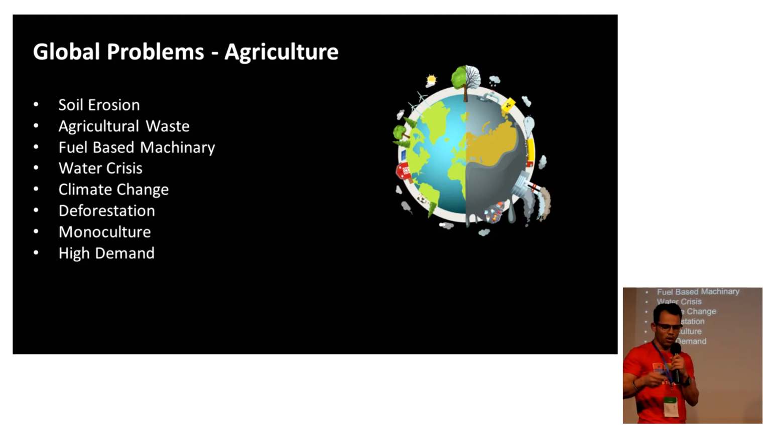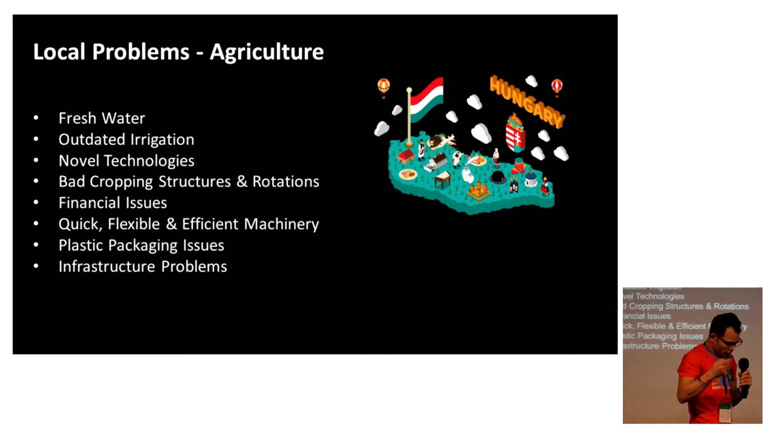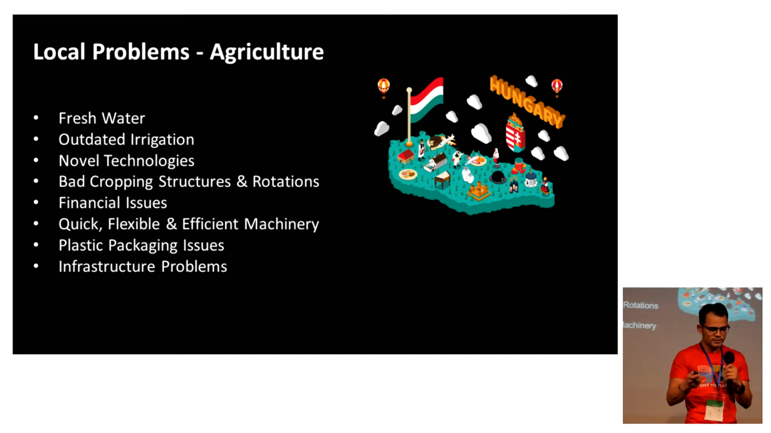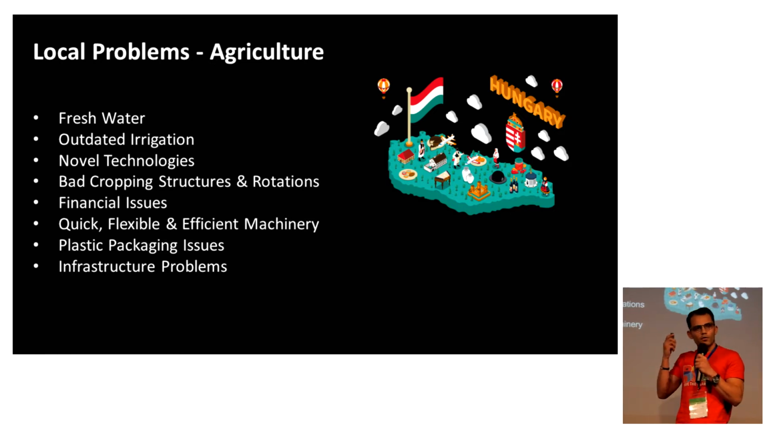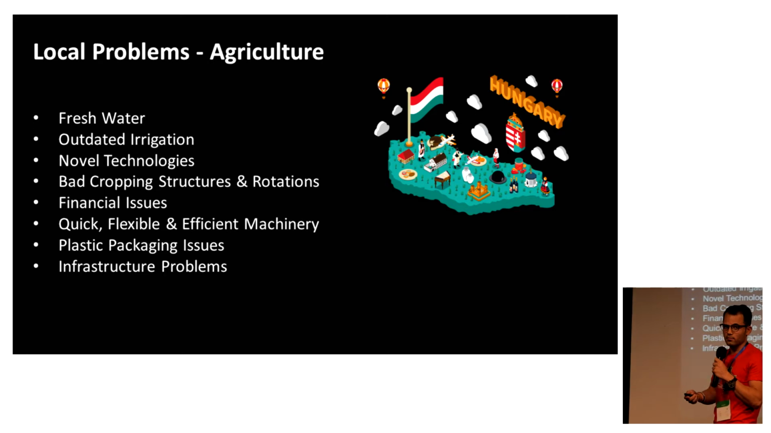And if we look at the local level, we have several problems in agriculture like fresh water, outdated irrigation, etc. Like in the Tisza Valley, due to the outdated irrigation system, there is a shortage of fresh water. Instead, there is a lot of fresh water in Hungary.